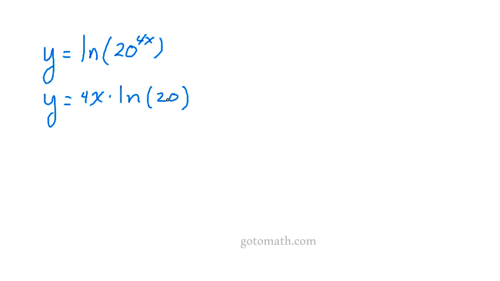Natural log of 20 is just a number. And that number times 4 is just a number. So really what we've got is a coefficient, some real number, times x. Well, the derivative of that is just going to be 4 times the natural log of 20, and we're done. That's it.